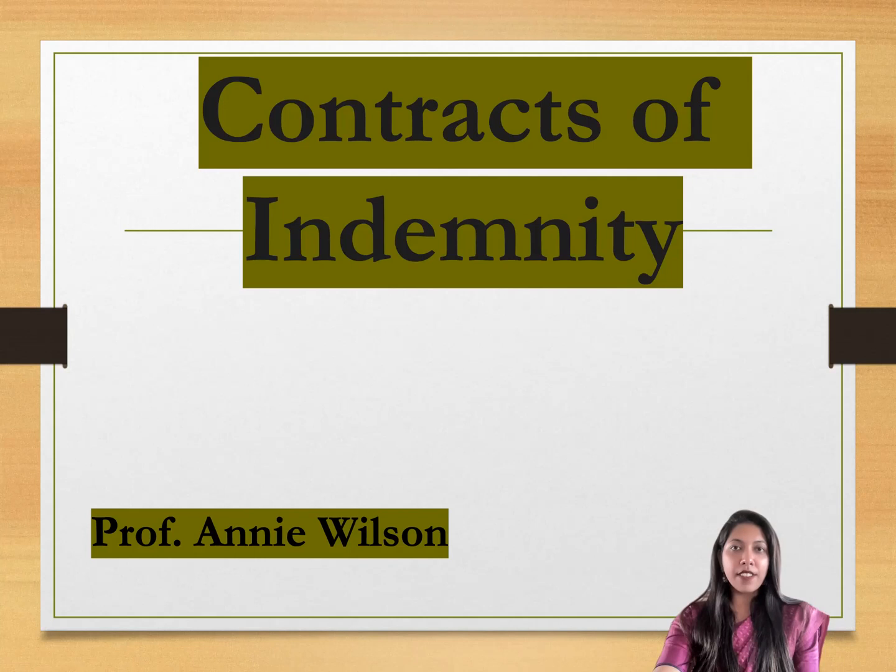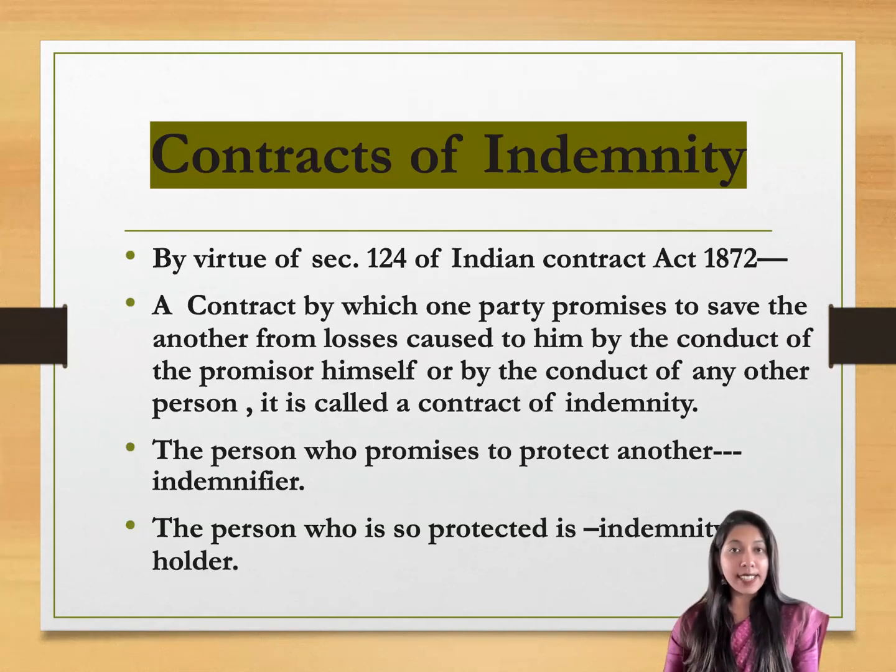First, I would like to give a definition for contract of indemnity, which is defined under Section 124 of the Indian Contract Act 1872. And Section 124 says that a contract by which one party promises to save another from the losses caused to him by the conduct of the promisor himself or by the conduct of any other person is called a contract of indemnity.